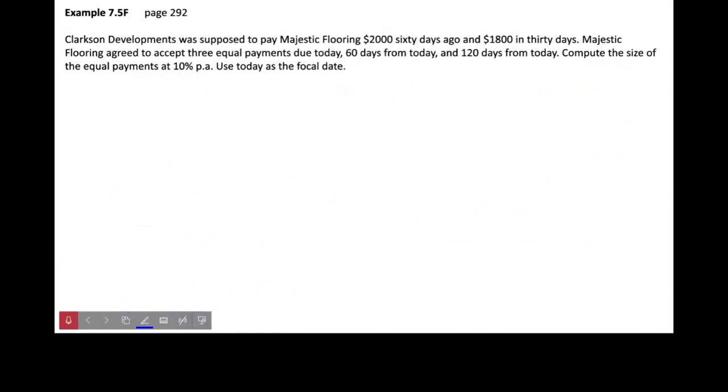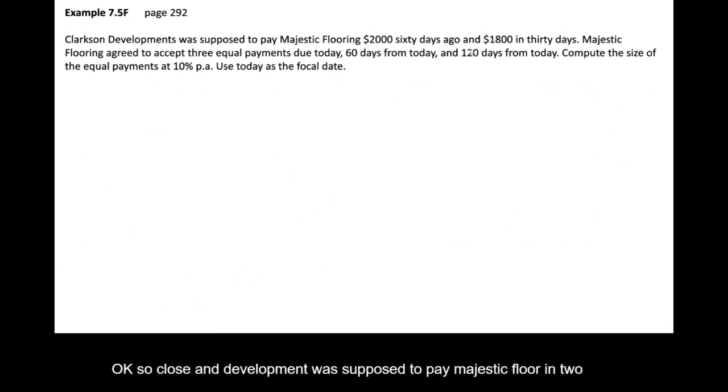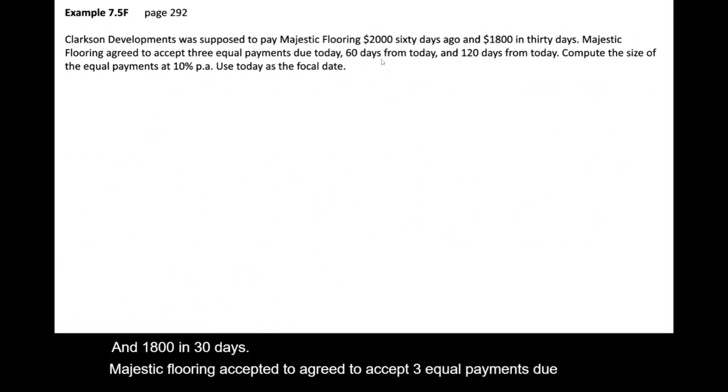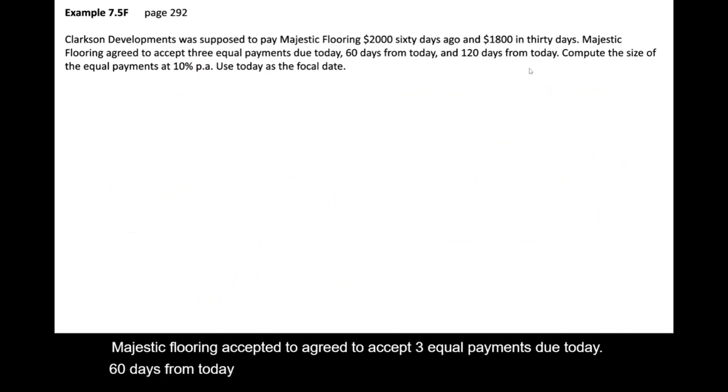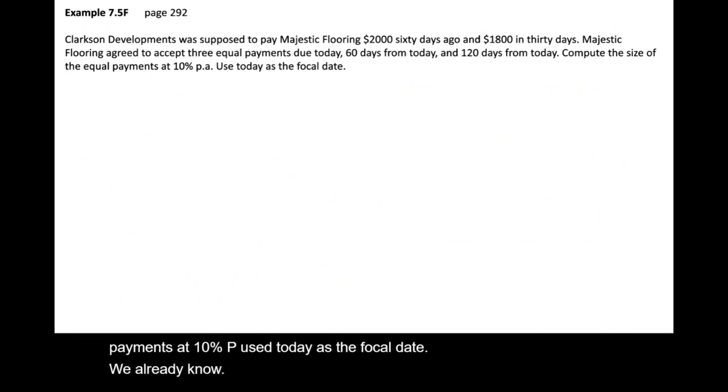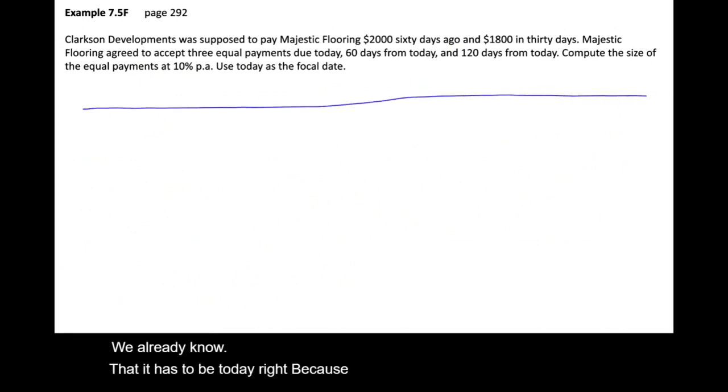Okay, so Clarkson Development was supposed to pay Majestic Flooring 2,000 60 days ago and 1,800 in 30 days. Majestic Flooring agreed to accept 3 equal payments due today, 60 days from today, and 120 days from today. Compute the size of the equal payments at 10% per annum. Use today as a focal date. Well, we already know that it has to be today, right? Because we have 3 unknown payments. So now, or today, now.